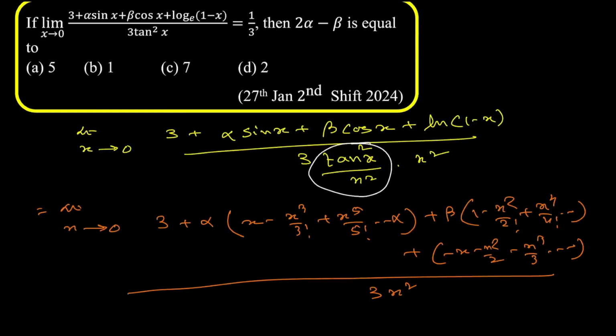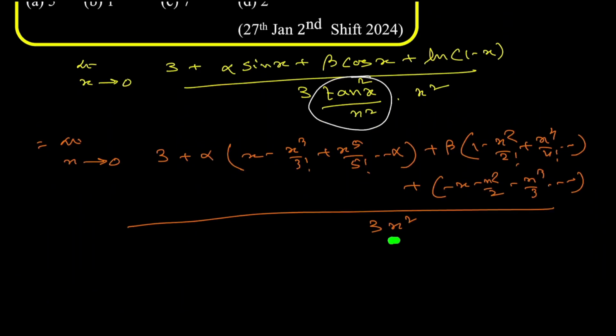The point here is that the denominator is x square and the limit is a finite limit. Since the limit is finite, the constant term and the single power of x should be 0, and the x square term will remain. The answer is coming 1/3. That should be our main problem solving strategy.